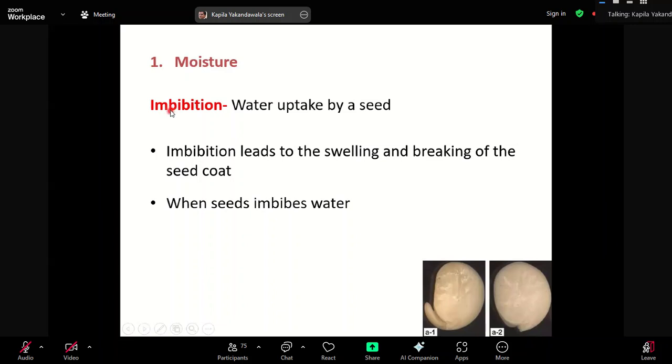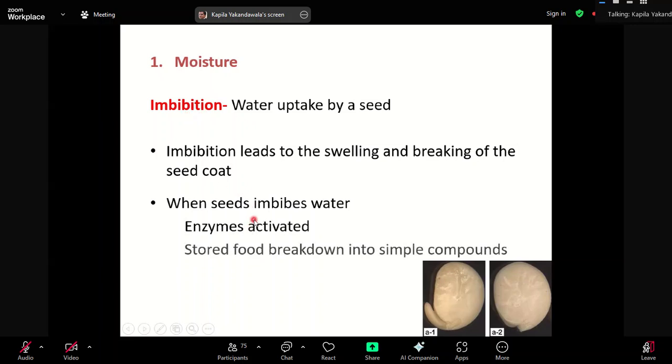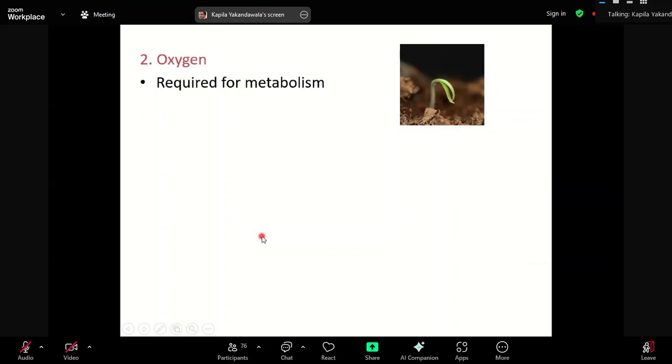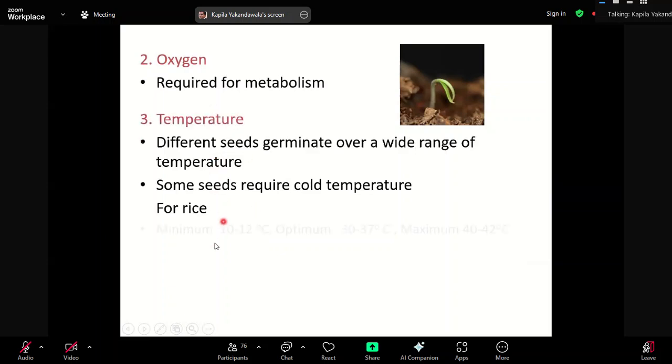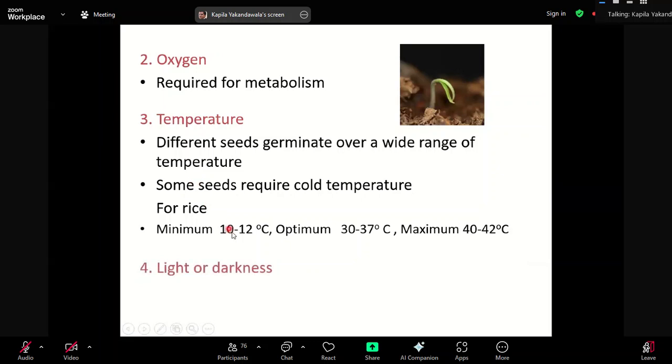So initially the seed will absorb water through a process called imbibition. Then it triggers gibberellin or hormone activation, then enzyme activation, then seeds can germinate. Then oxygen, temperature. For each and every seed, there's an optimum temperature level, right? It's usually minimum 10 to 12, maximum 40 to 42, optimum is 30 to 37. Room temperature, just above room temperature, is usually best. Then light or darkness, depending on the seed type.